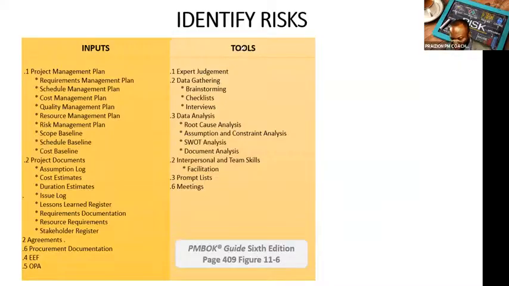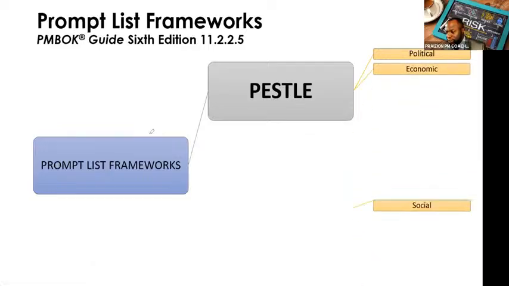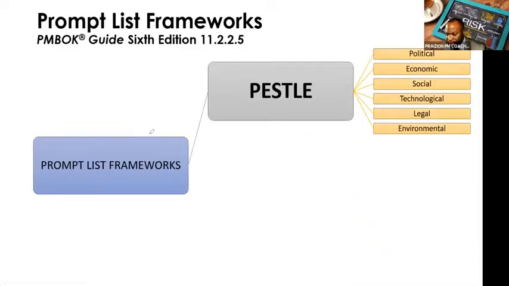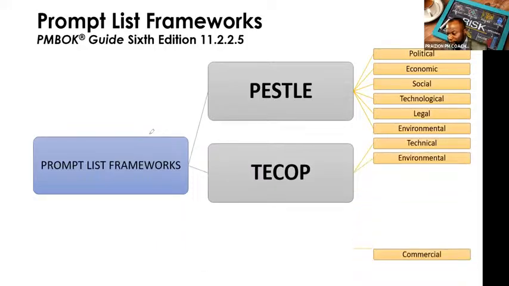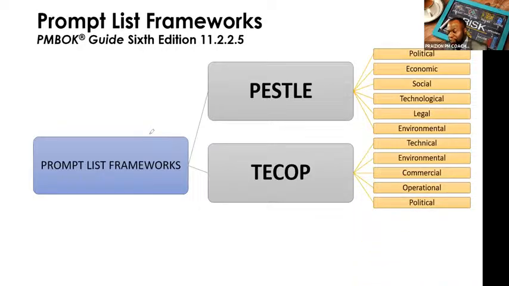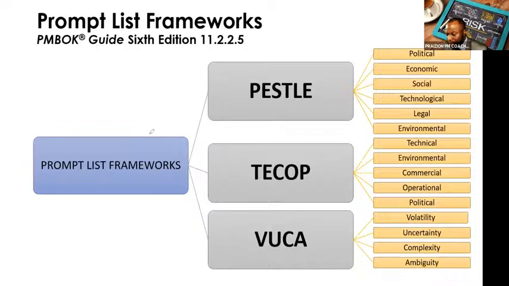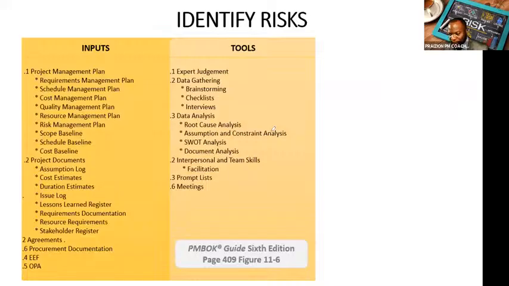So breaking it down bit by bit, we got the PESTLE, which is taking a look at any political related risks, economic, social, technological, legal, and environmental. It's called a PESTLE, P-E-S-T-L-E. The next one is a TECOP, pronounced teacup. We got technical, environmental, commercial, operational, and political. So as you guys are identifying risks in your company, you could bring these out to prompt them to think of specific risks that fall under these umbrellas. And the last one is VUCA: volatility, uncertainty, complexity, and ambiguity. It is worth knowing these because we do not know whether these could appear on the exam. I believe they could. So we always want to make sure we cover our bases. All right, so that's prompt lists.